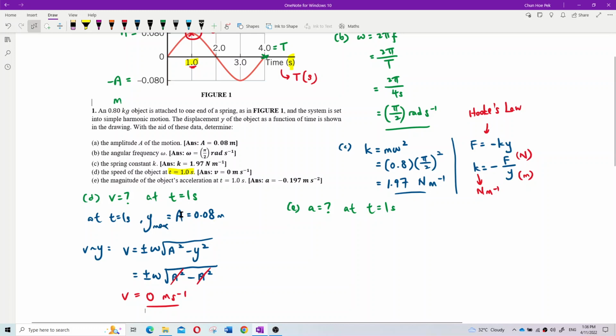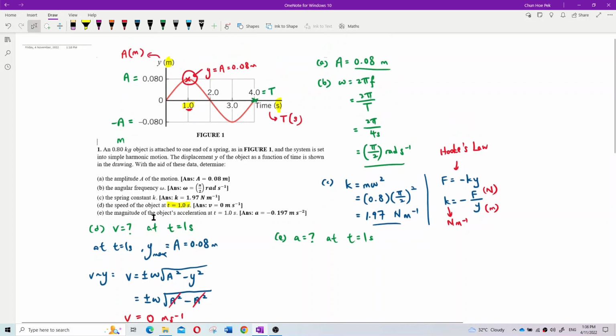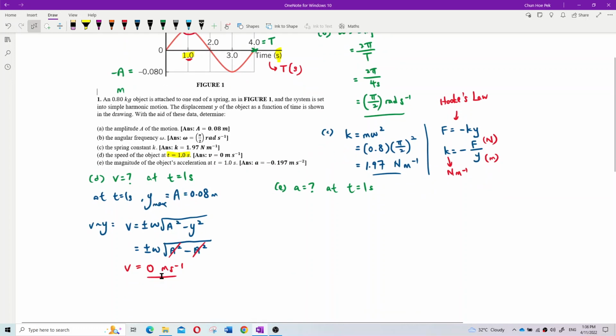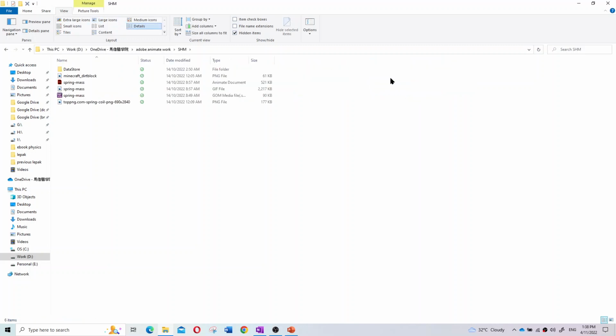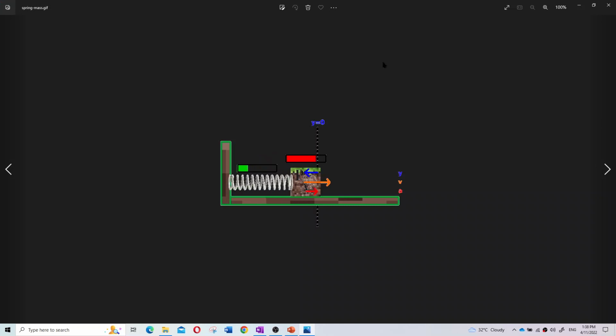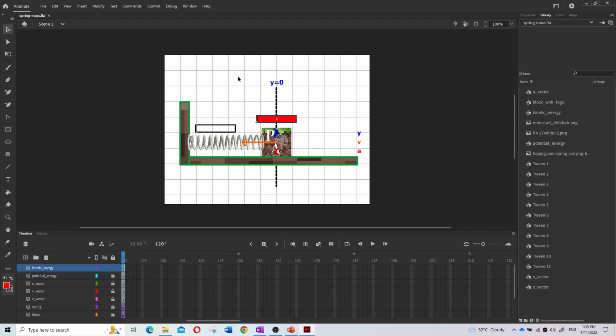In fact, do you notice that if the object is at amplitude, the velocity is 0? Correct or not? When the object is at amplitude, the velocity is 0. Let me show you one simulation, the spring mass system for SHM, that I have created myself.